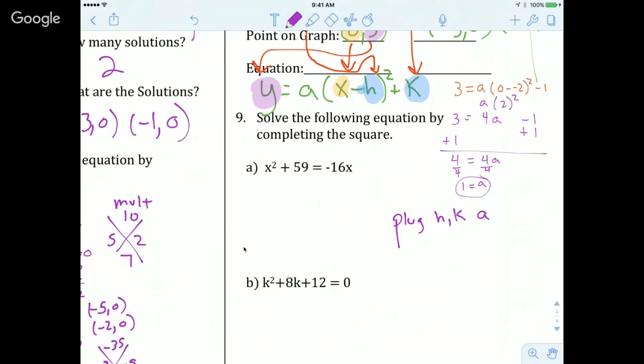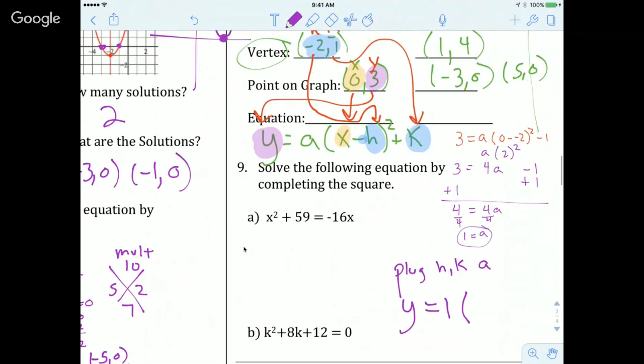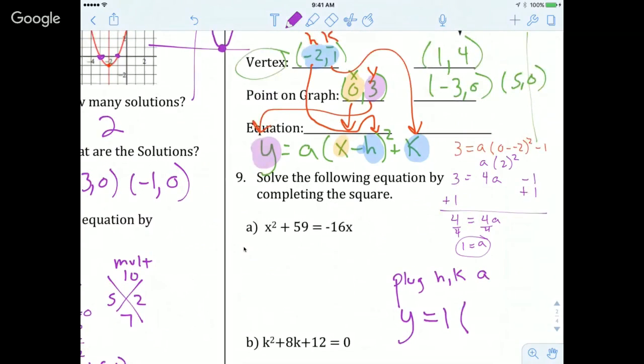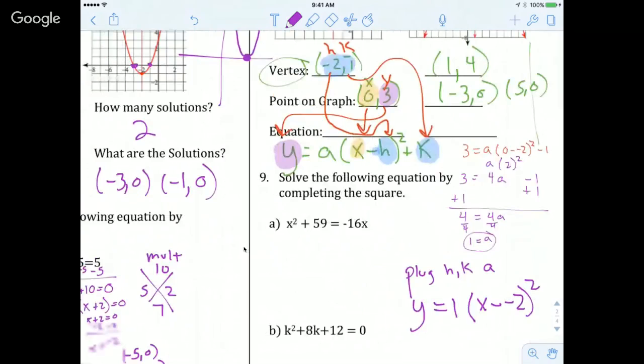So the last step, we're going to plug in the h, the k, and the a. We do not plug in the x and the y. So your final answer is y equals, my a value is 1. My h value was -2. So you have x minus -2 squared plus k, or minus k, because k was -1. There's your answer. And obviously 2 negatives make a positive.